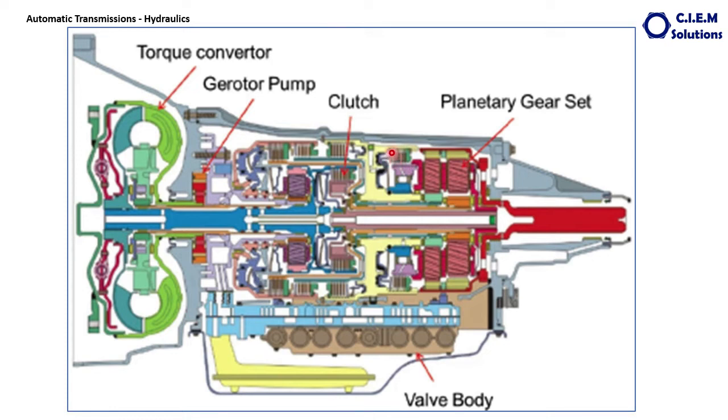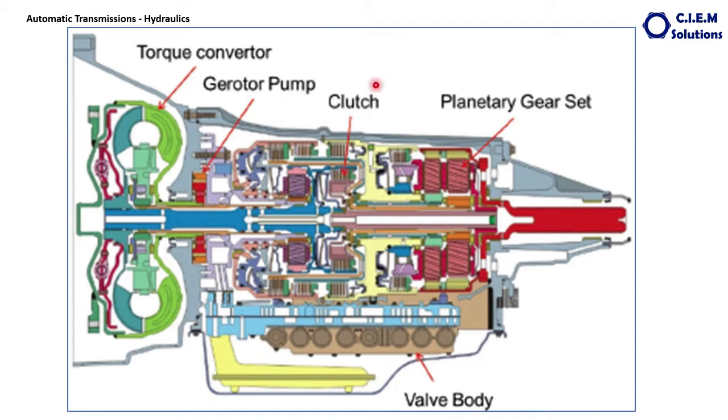There is a piston which we already discussed in the previous video. Oil is applied at the piston. The piston pushes and holds the clutch plates together, so a kind of braking force is applied here. The arrangement the transmission has to move these clutch plates and hold them together is nothing but the hydraulics in the automatic transmission.